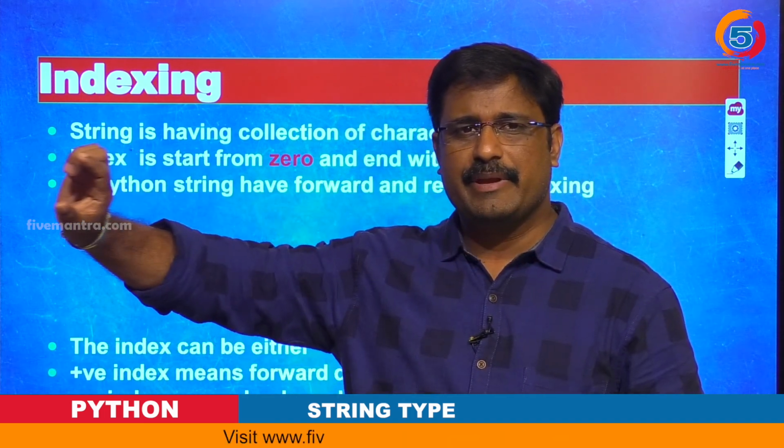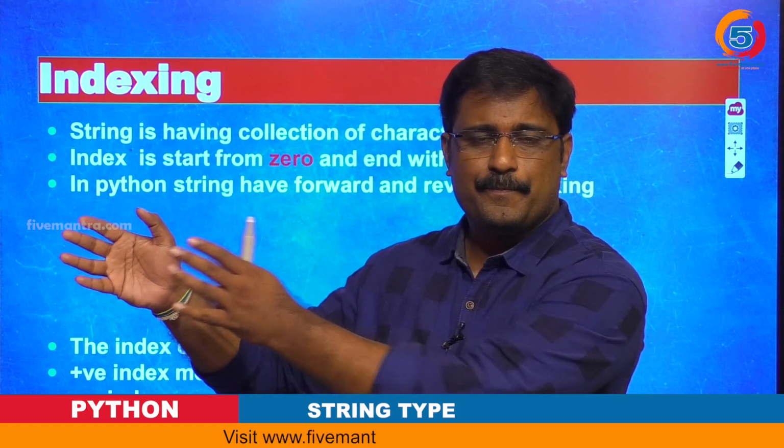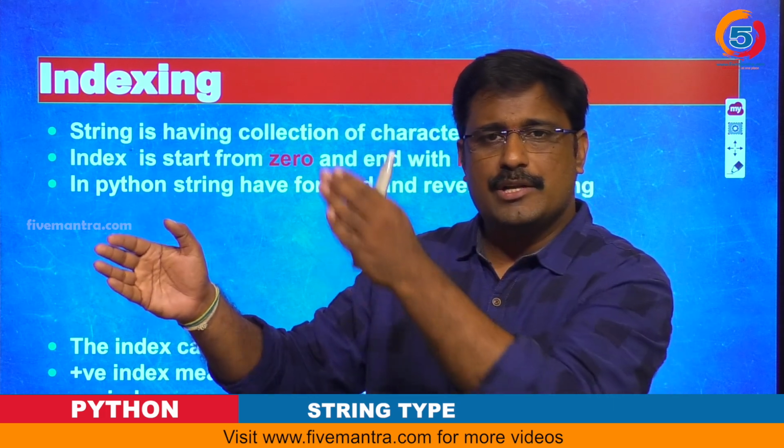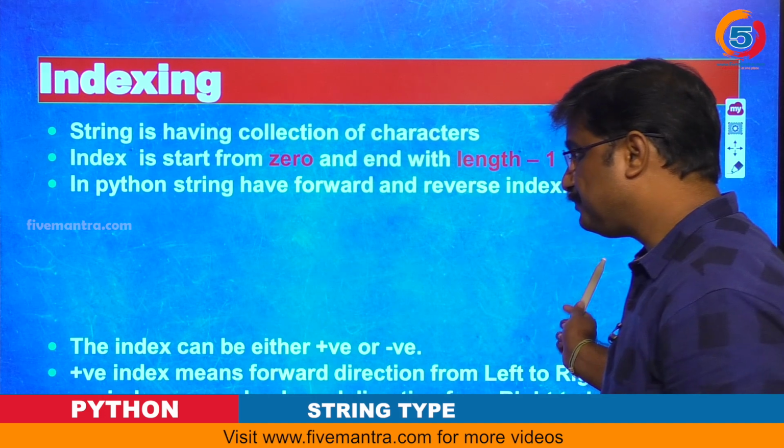Forward indexing starts from 0 and ends with length minus 1. If you have 4 characters, you will get 0, 1, 2, 3 as the indexing values. With the help of the indexing value, you will retrieve each character. And not only forward indexing, Python also has reverse indexing. Let's see how it is represented.